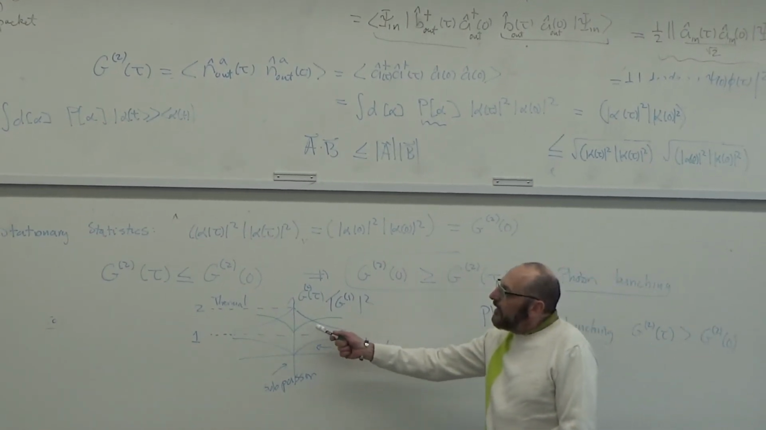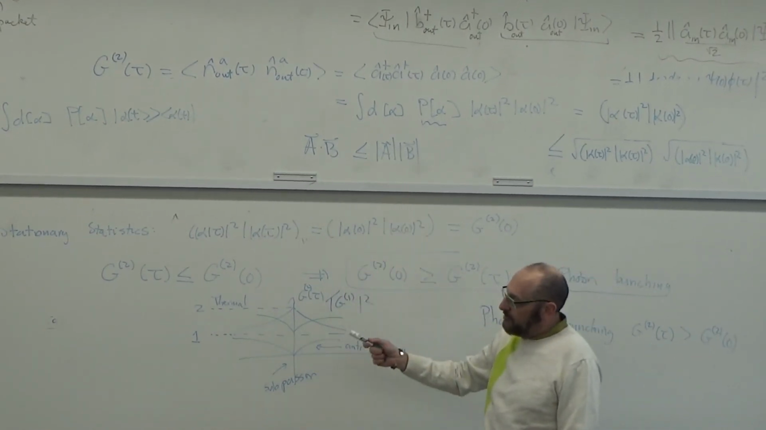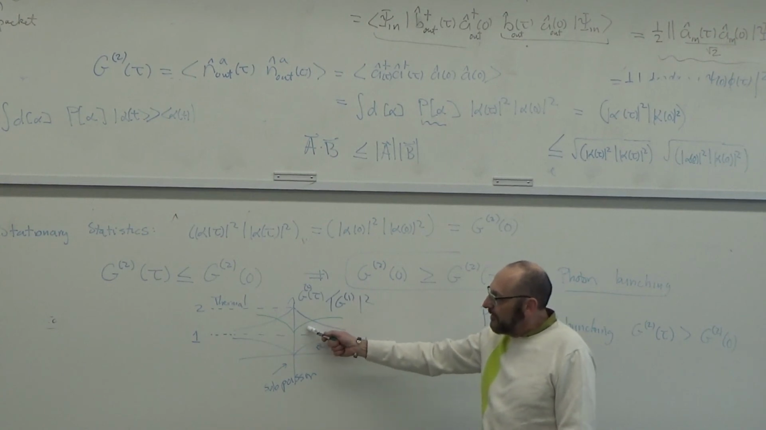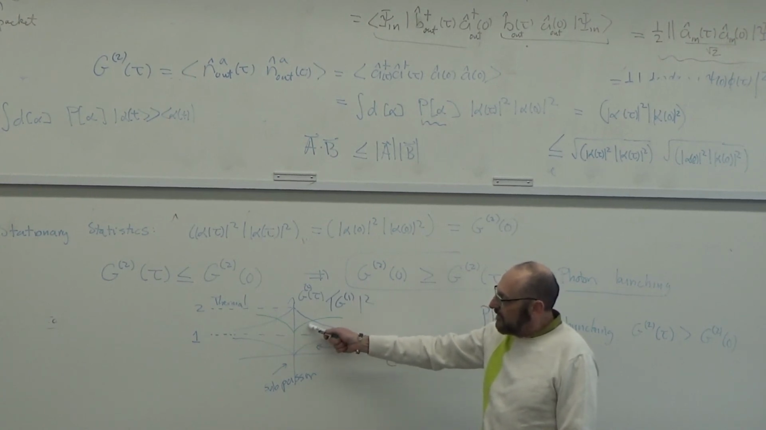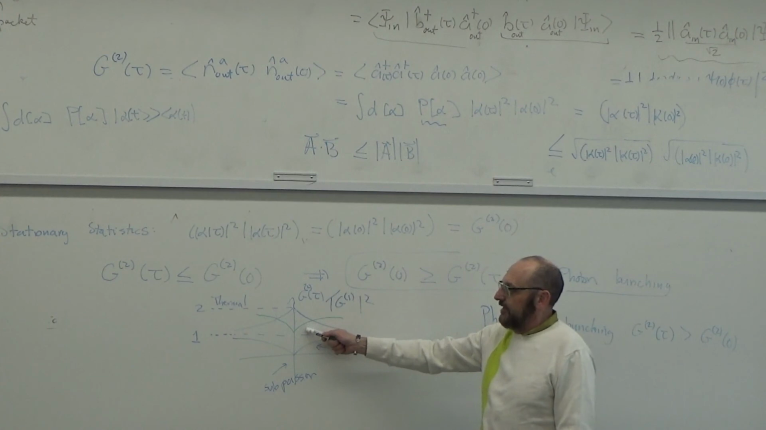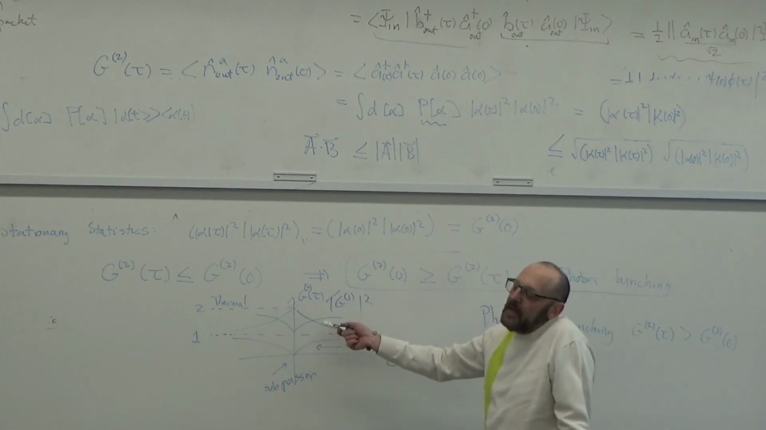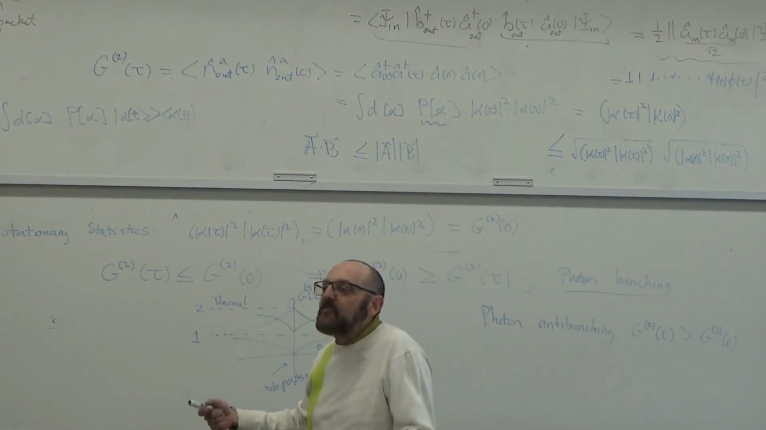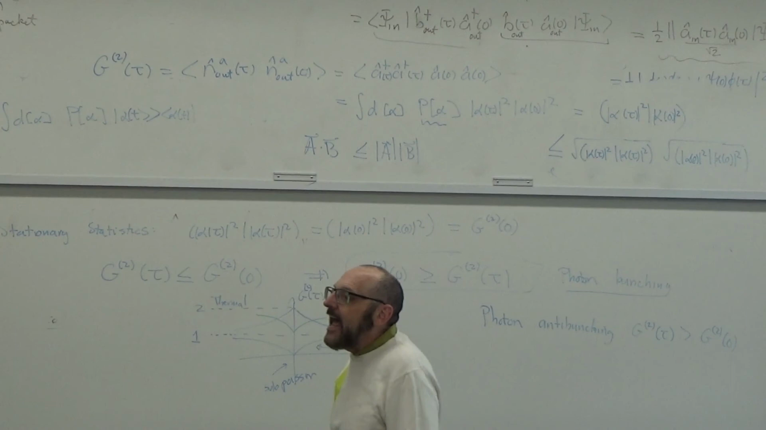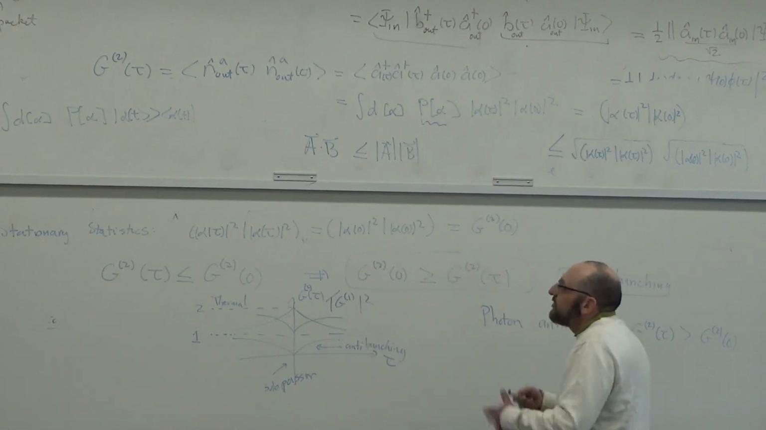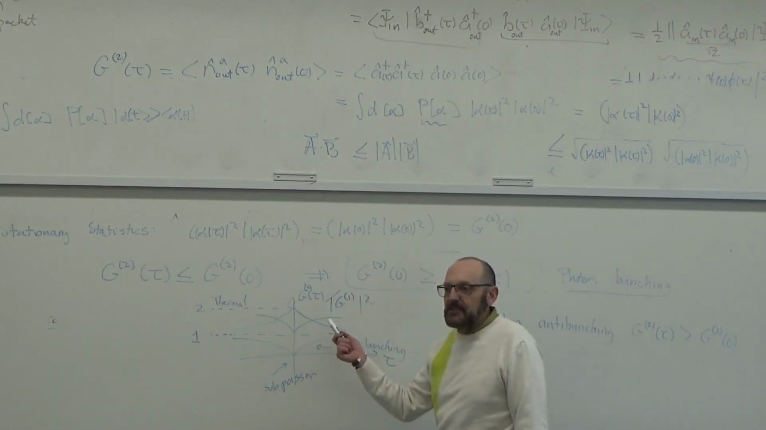But the point here is that we don't have to have all of the features. This kind of correlation function is not consistent with classical light because it shows anti-bunching, but it is not sub-Poissonian. You don't have to have all of those features. I can have light that is super-Poissonian yet is anti-bunched.